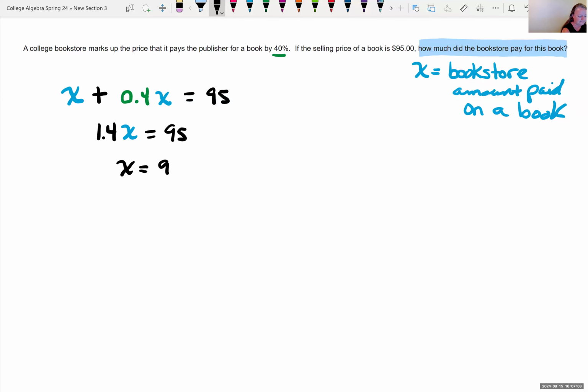And let's divide 95 by 1.4. And that should give me the amount the bookstore pays. So 95 divided by 1.4 gives us back 67.85... Since this is money, I would just round to the nearest cent. The next number is 7, so I'd round it up to 86 cents. So the bookstore, they pay $67.86 for that book. They're selling for $95.